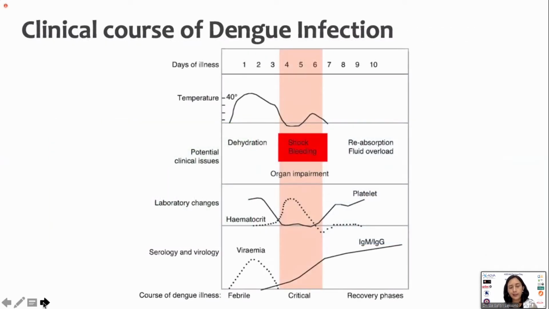And this is the clinical course of dengue infections. The disease will start with the febrile phase, then be followed by the critical phase, and end with the recovery phase. The febrile phase usually lasts 1 to 3 days, characterized by increasing temperature, and it is also the time when the viremia is increasing to the peak. And the critical period, which lasts 24 to 48 hours, is when potential clinical issues happen, such as shock due to severe plasma leakage, bleeding, or severe organ impairment. During this critical period, we can also see laboratory changes where the hematocrit is increasing together with decreasing platelet count.